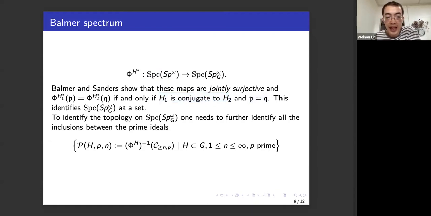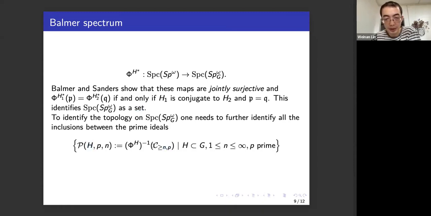Okay, so this identifies the image as a set because we know that all these maps are jointly surjective. But this is not enough. The spectrum is a topological space. It's not just a set. So to identify the topology on this Balmer spectrum, one needs to further identify all the inclusions between these prime ideals. So here we have a lot of things for each subgroup H, and for each N and P.